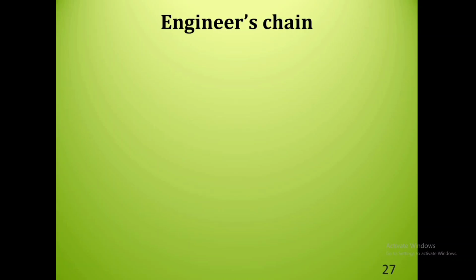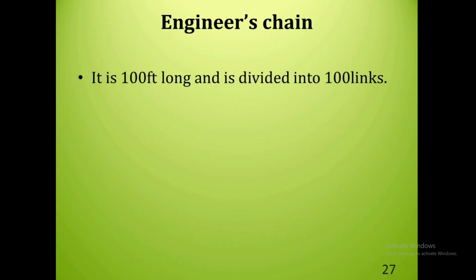The third one is the engineer's chain, and this is also made out of 100 links. It is 100 feet long and is divided into 100 links. So each link measures 1 foot.